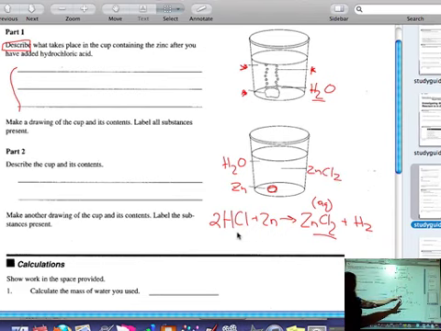Let's see if there's any liquid left. Yours might not look exactly like this, but theoretically, if you're putting enough chloride in it and letting it react for a certain amount of time without it evaporating, this is what you would see. Then you're going to describe the cup and its contents, and make another drawing, and they actually give you the drawing. I was reading that as if it asked you to make a third drawing, but you have your two drawings right here, so you're all set. Okay, let's move on.